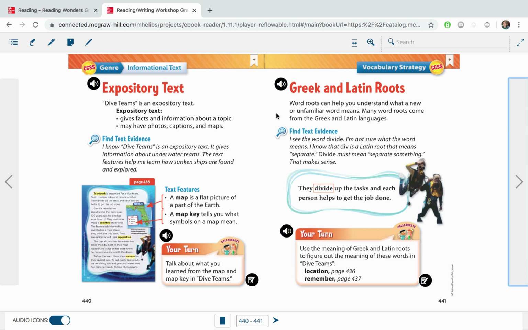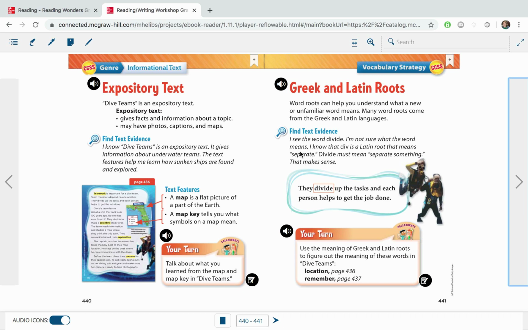A triangle, the root tri, T-R-I, which again is just a chunk of the word. Tri means three, so a triangle is a three-sided shape. Okay, last week you read about a bicycle, empowering and creating energy. Bicycle includes B-I, bi. Bicycle has two pedals, two cycles, two wheels, and bi means two. So understanding what that root bi, B-I, means helps you understand the story.